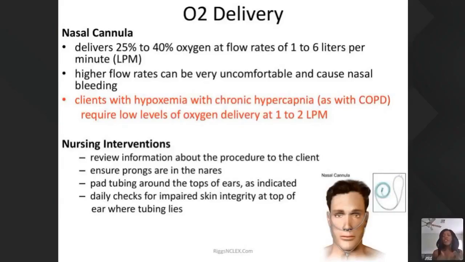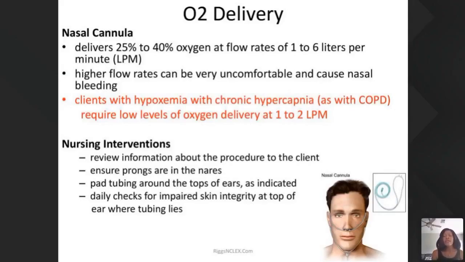Now we're going to talk about different oxygen modalities. The first one is the nasal cannula, for O2 delivery. With the nasal cannula, pay attention to the maximum amount of oxygen these devices will give you and the maximum amount of liters as well. The nasal cannula maximum is going to give you 40% at 6 liters per minute.